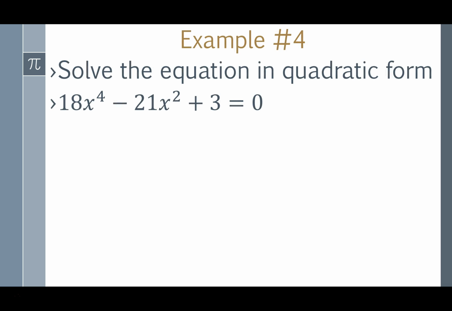So if we take a look at this term, we have 18x to the 4th minus 21x squared plus 3. So we notice the middle term is x squared, and then if we were to work with that in terms of the first term when it's x to the 4th, we then have it as a perfect square. So what we want to do now is we want to take a look at, okay, what are the factors of 18?